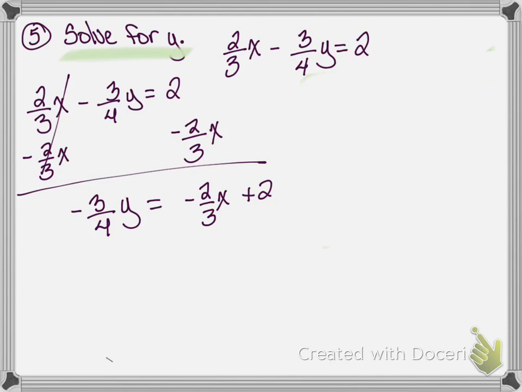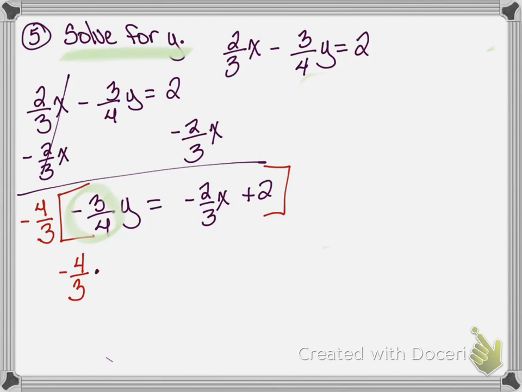So, at this point, I've got to get my y by itself. So what I have to do to get my y by itself is I've got to multiply by the reciprocal of this fraction. And the reciprocal of that is negative 4 over 3. So when I multiply negative 3 over 4 by negative 4 over 3, that is all going to cancel out. And I'm going to be left with positive 1 in front of that y. But if I multiply this side by negative 4 over 3, you know how it goes. We have to also multiply the other side by negative 4 over 3.